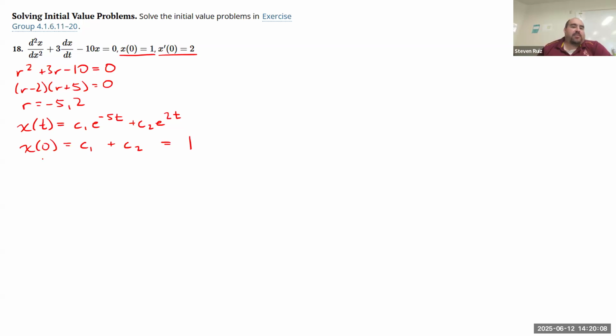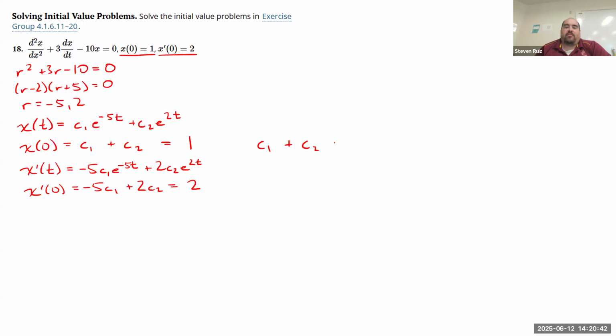All right, to go forward, we have to figure out the derivative. So x prime of t will be negative 5c1 e to the negative 5t plus 2c2 e to the 2t, and evaluate that at 0. So I get negative 5c1 plus 2c2, that equals 2. All right, so now I have a system of 2 equations, 2 unknowns. Lots of ways to attack those. I'm going to go ahead and use elimination.